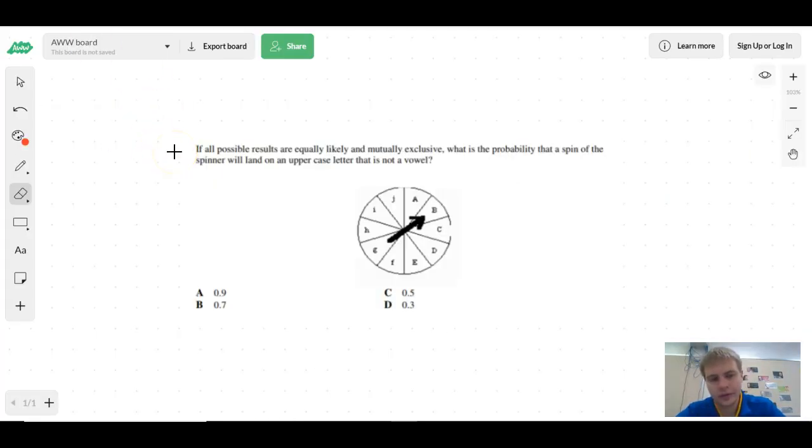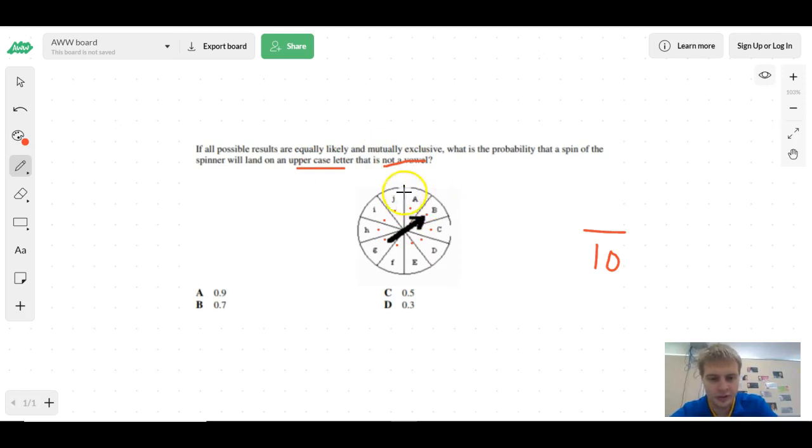Okay, so for this one, they want all the possible results, like what is the probability that a spinner will land on an uppercase letter that is not a vowel. Again, here's how you do probability: you do your chance of winning over the total. So our total would be 1, 2, 3, 4, 5, 6, 7, 8, 9, and 10. So 10 is going to be on my bottom. And now I want all the uppercase letters that are not a vowel.